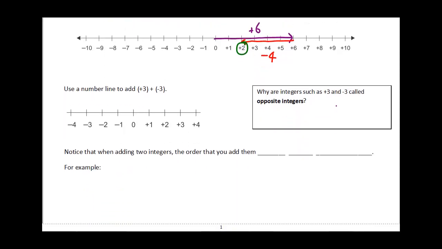Okay, if we have positive 3 plus negative 3, well then positive 3 goes this way, that's plus 3, and negative 3 goes back that way. So no big surprise, we end up right back at 0 as our answer. That's because positive 3 and negative 3 are what we call opposite integers. And opposite integers just add to 0.